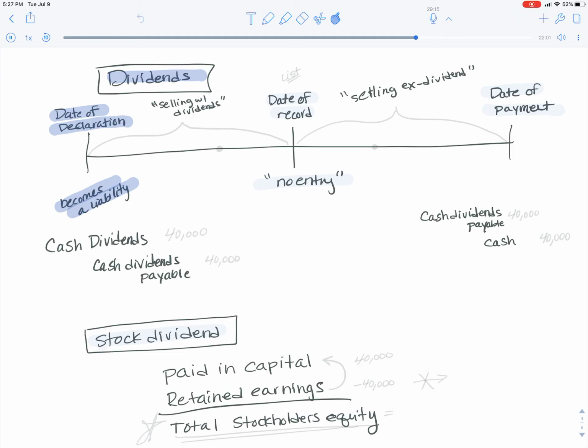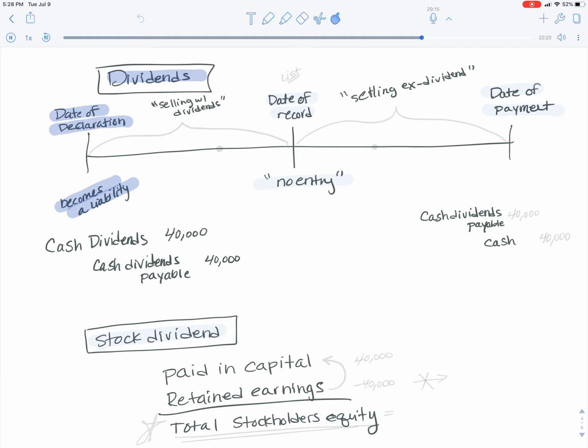So let's say we have a board and they declare a $40,000 dividend. So on the date of declaration, we would make a journal entry: $40,000 cash dividends is your debit, and cash dividends payable, which is a liability, is your credit.